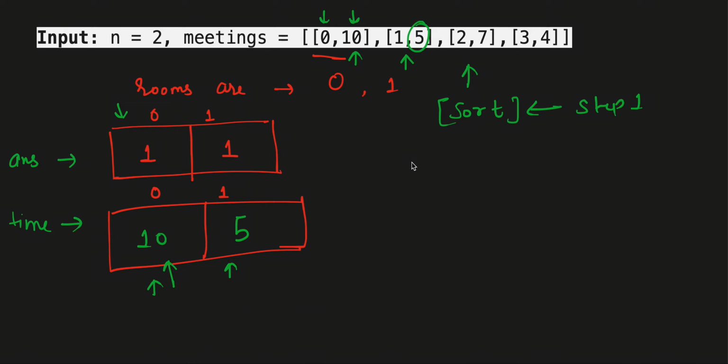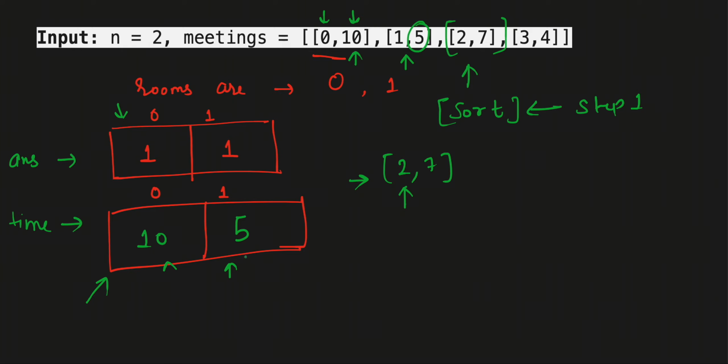Now I picked this particular meeting, which is 2,7. Now here the interesting part of the question starts. In which room do I need to place this meeting? What room do I need to select? I will start checking the time array. I can see this room will be unoccupied at 10, which is greater than the starting time of this meeting. So I cannot occupy this one.